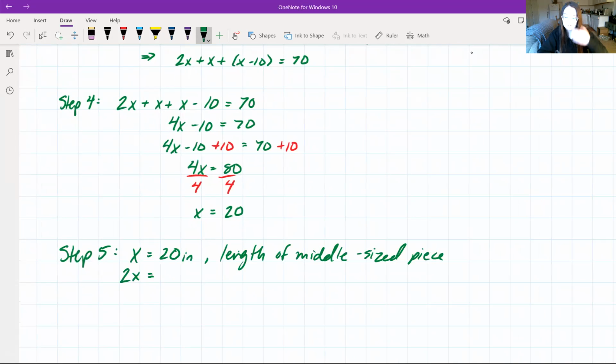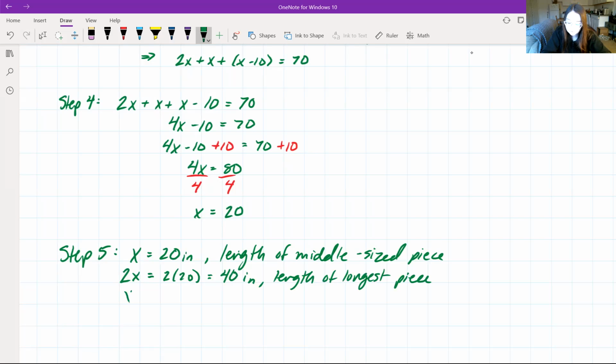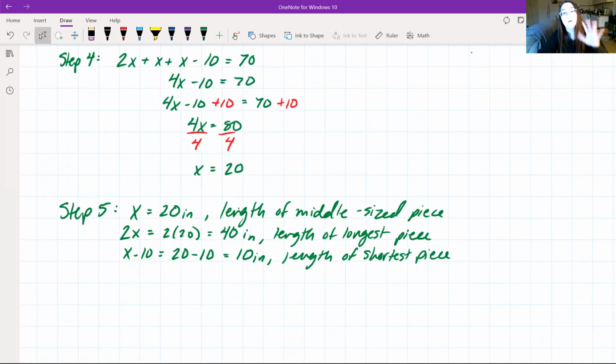Then 2x is 2 times 20, which is equal to 40 inches. And this is the length of the longest piece. Then lastly, we have our shortest piece, which was x minus 10, which we simplified to 20 minus 10, which is just 10 inches. And this is the length of the shortest piece. So we've solved these values.